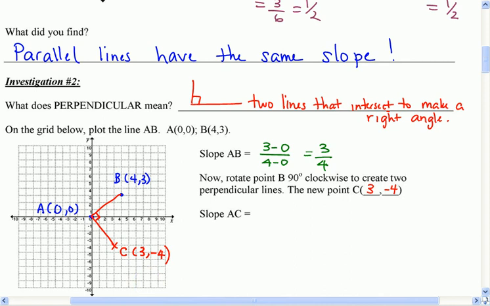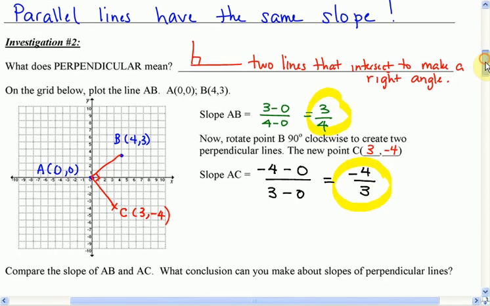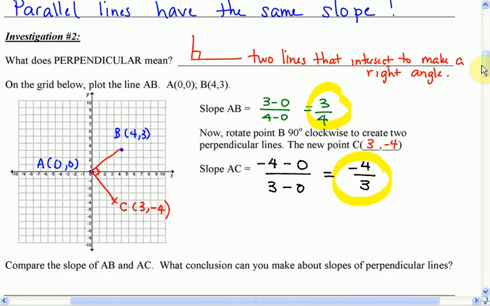How do you find the slope of AC now? I want you to find the slope with these two points, C and A. So I'll take the y2, which is -4, and y1 is 0, and I'll take 3 minus 0. And then what we have here is -4 over 3. So that's the slope of AC. What I'd like us to do is compare this with that. What conclusions can you make about the slope of perpendicular lines?